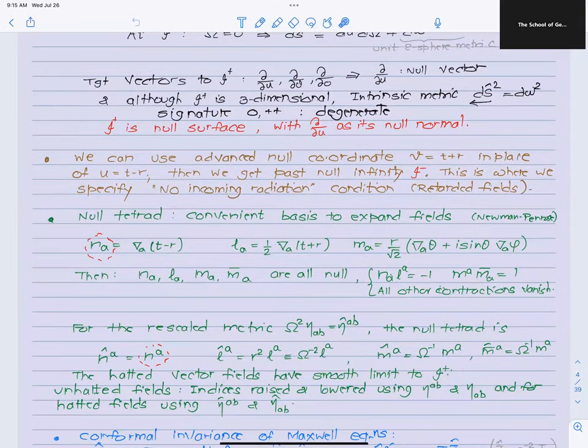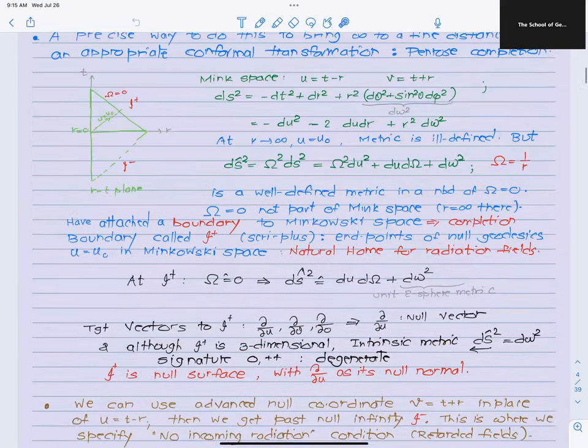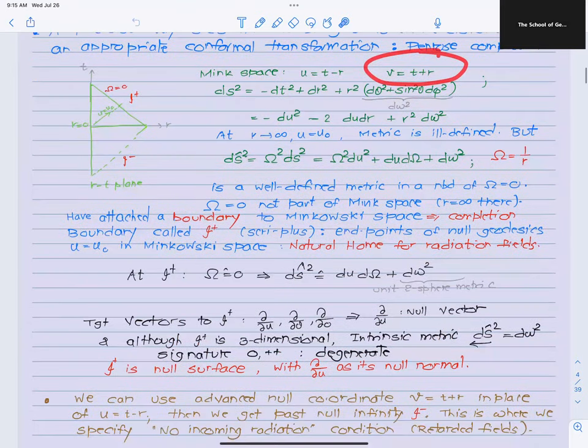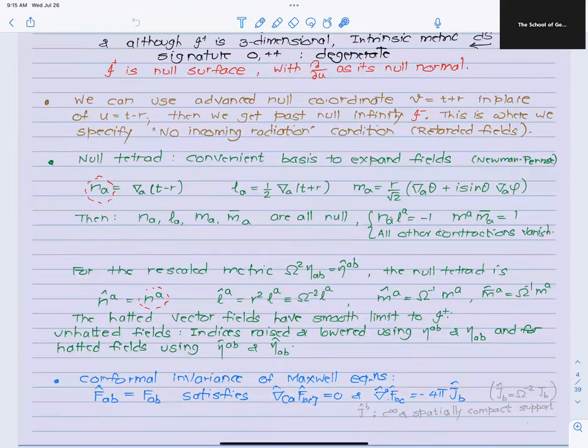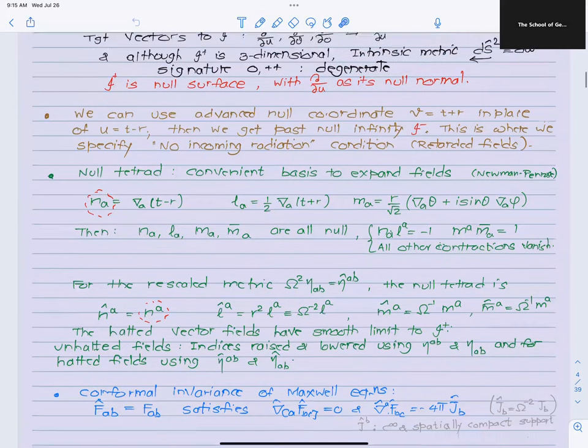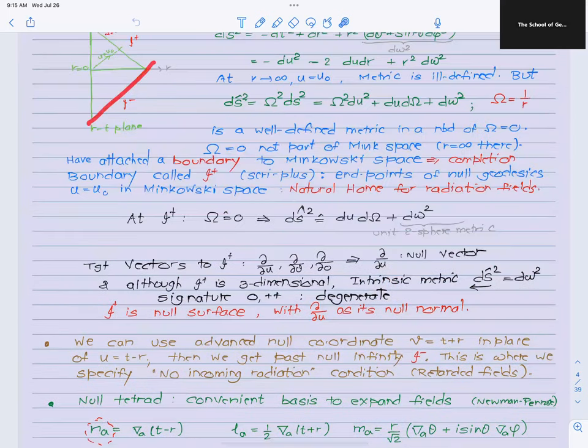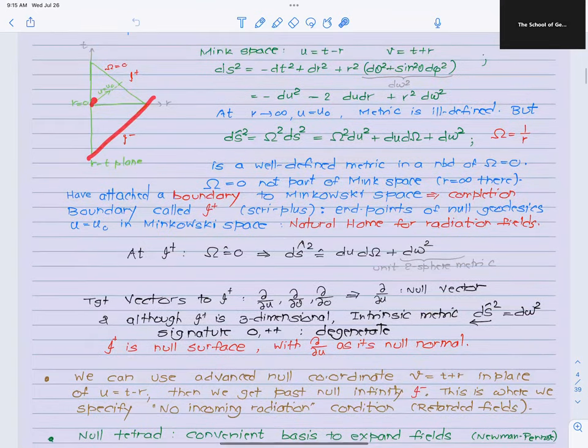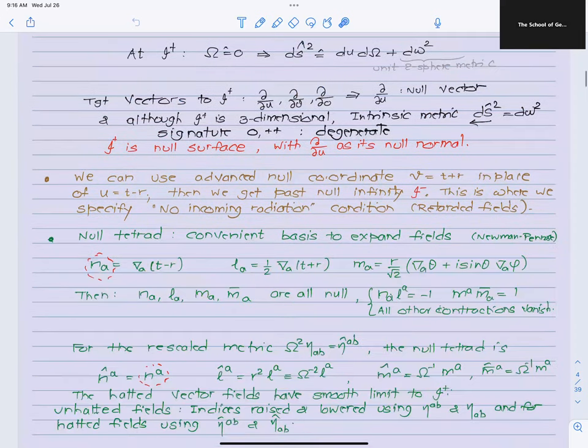So we can also use advanced coordinates instead of retarded coordinates. If I did that, then we get scri minus up here. Just like with u coordinates, u equal to u naught, you're going to scri plus, and v equal to v naught, you're going to scri minus.